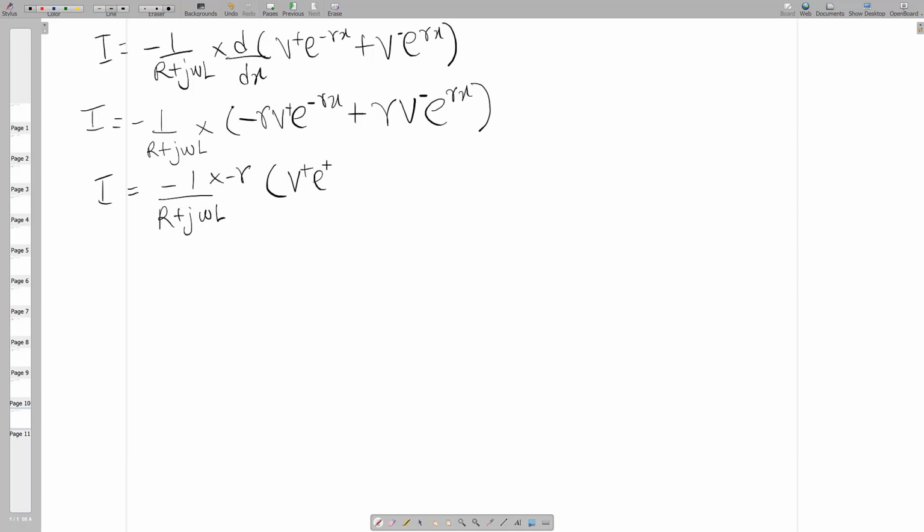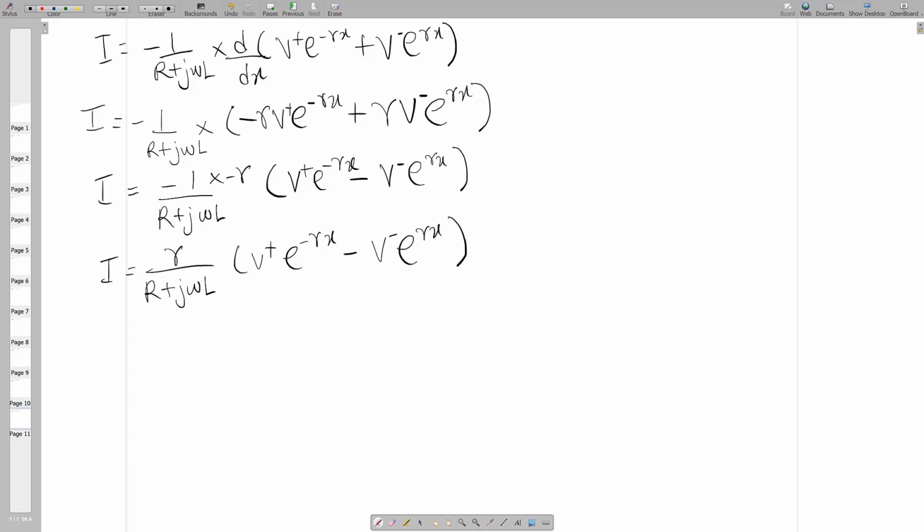V plus e minus gamma x. But take note, since we took minus gamma out, here is going to be negative, right? V minus e positive gamma x. So we will see that we will have minus 1 times minus gamma. We are going to have gamma all over R plus j omega L multiplying V plus e minus gamma x minus V minus e positive gamma x.